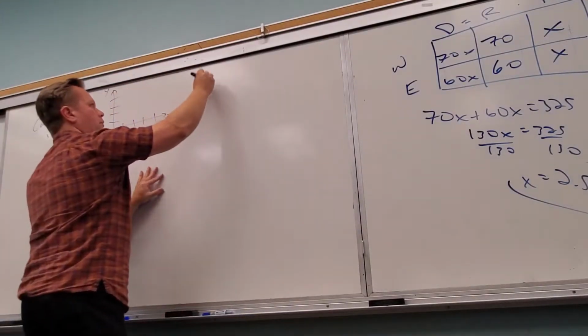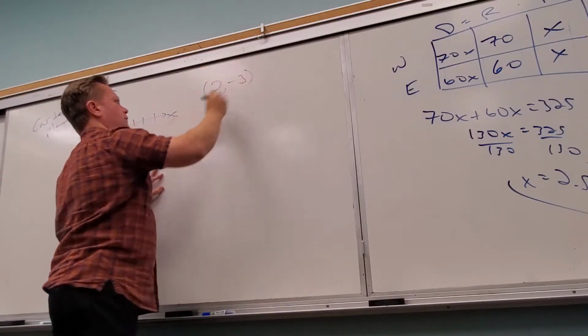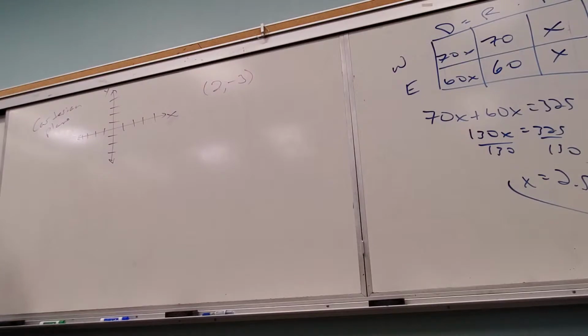So, if I wanted to plot the point, let's not start there, just 2, -3. What's the first value that represents? X. So that's going to represent left and right motion. And then the second one's representing up and down motion.